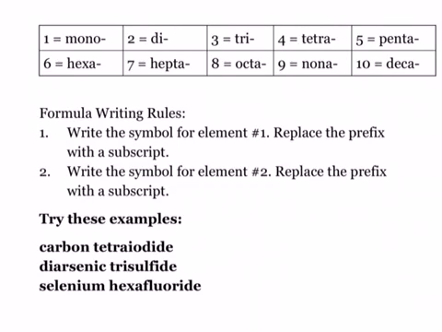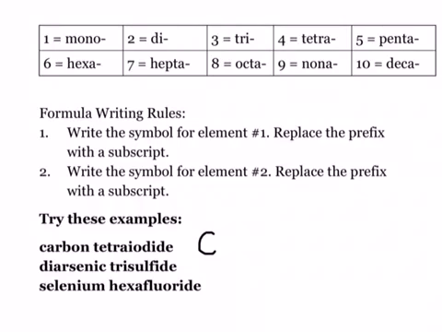This time we're going to do the formula writing rules. So basically we just do the exact same process in reverse. So let's take a look. We have carbon tetraiodide. So rule 1 is to write the symbol for element 1. So carbon is C. And then replace the prefix with a subscript. But it doesn't have a prefix, so no subscript.